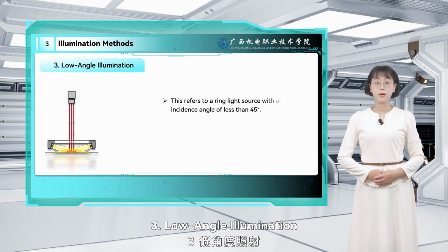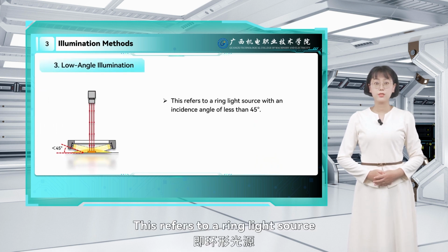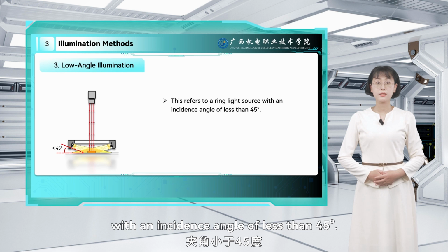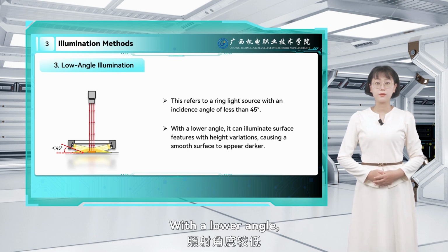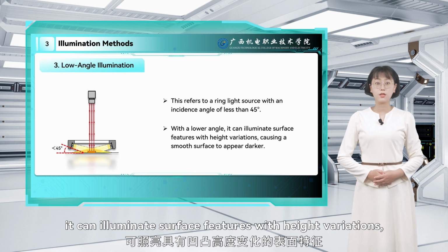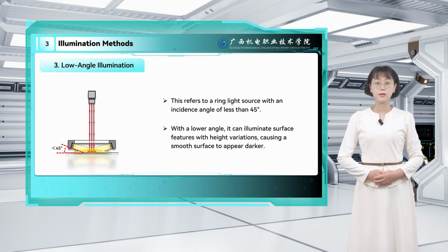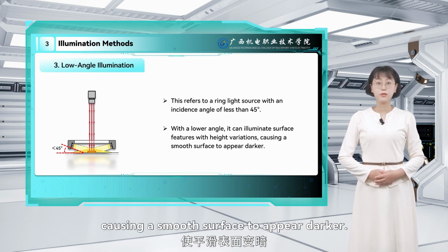3. Low-angle illumination. This refers to a ring light source with an incidence angle of less than 45 degrees. With a lower angle, it can illuminate surface features with height variations, causing a smooth surface to appear darker.